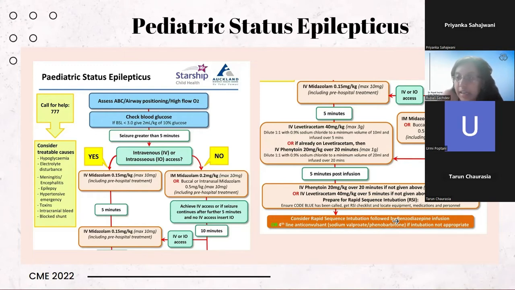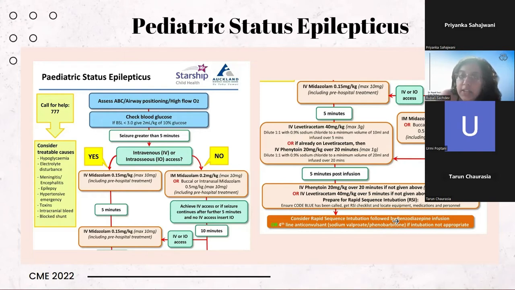You always start in any emergency, if you go back to the first lecture I took, you always start with the ABCs. You check the airway, you give high flow oxygen if needed. Then you check blood glucose, because one of the commonest causes of status epilepticus in children is hypoglycemia. So if the blood sugar level is less than 3, you give 2 milliliters per kg of 10% glucose. So basically you need to understand that in any patient presenting with seizure, checking the HGT is very important.